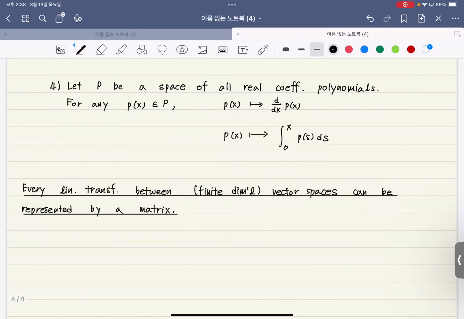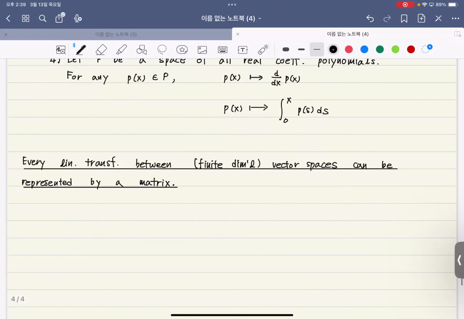So if you believe in this statement, then matrix is not only useful for solving the linear systems of linear equations, but matrix is also very useful when you try to understand a linear transformation. So let us consider a linear transformation T from V to W.